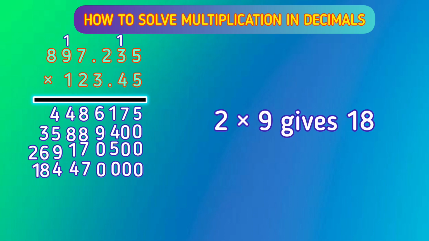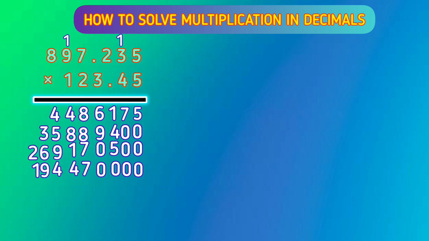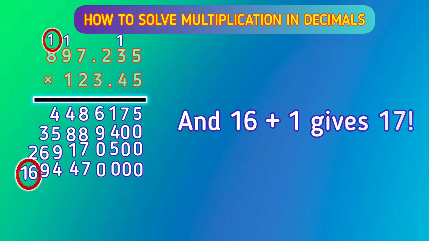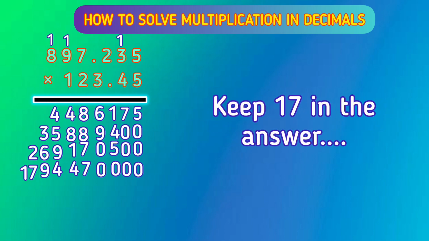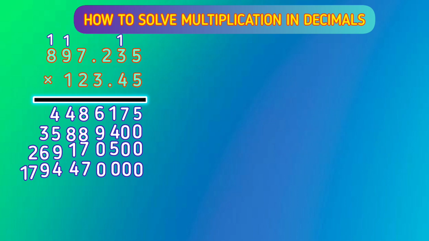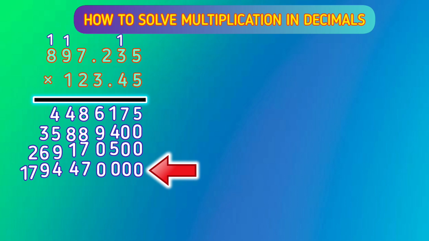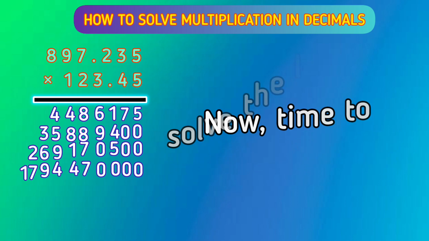2 into 9 gives 18. 18 plus 1 gives 19. Keep 9 in the answer and 1 on top of 8. 2 into 8 gives 16 and 16 plus 1 gives 17. Keep 17 in the answer and fabulous! In the fourth row, we get the result as 1,794,470,000. Now time to solve the last row, which is the fifth row.